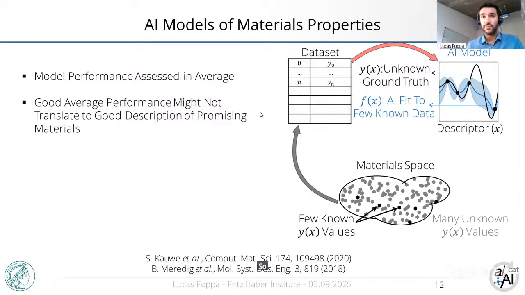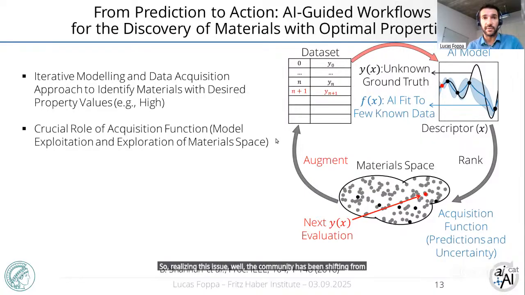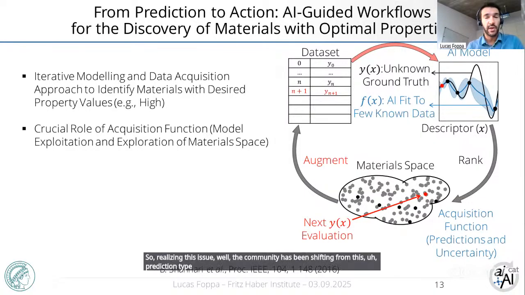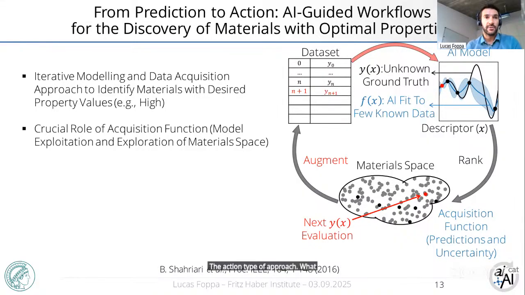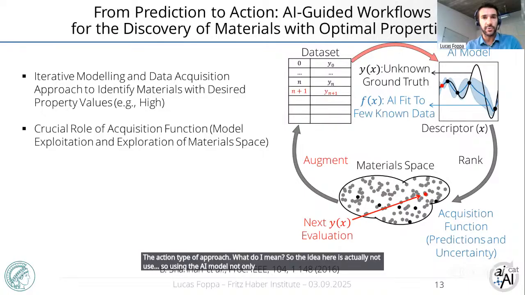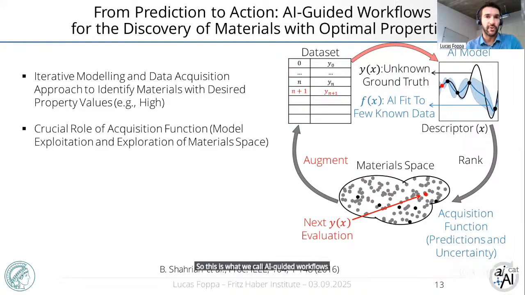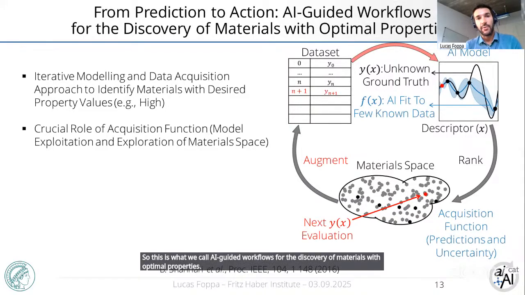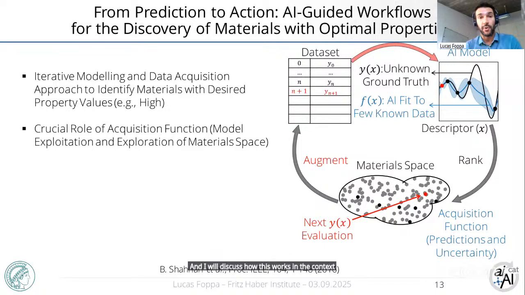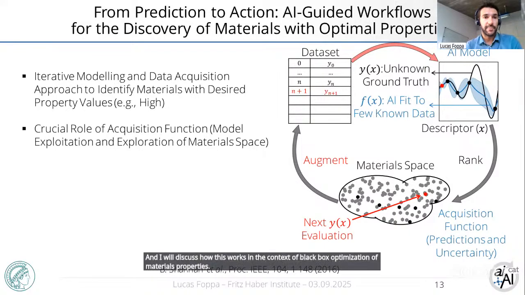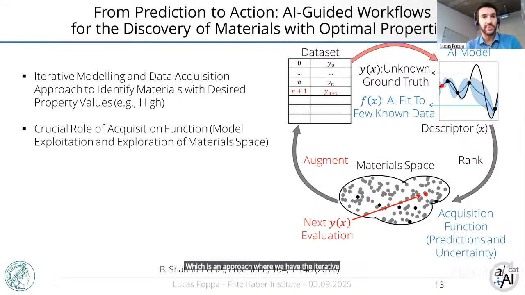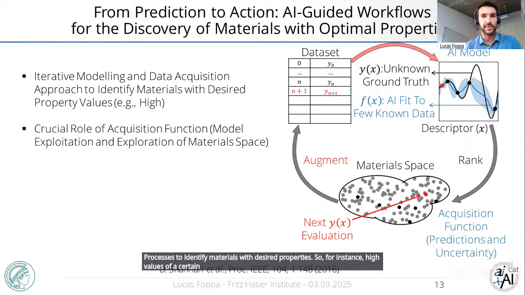Realizing this issue, the community has been shifting from this prediction type of approach to the action type of approach. What do I mean? The idea here is to use the AI model not only to get a prediction, but also to inform our actions. This is what we call AI-guided workflows for the discovery of materials with optimal properties. I will discuss how this works in the context of black box optimization of materials properties, an approach with iterative modeling and data acquisition processes to identify materials with desired properties, for instance, high values of a certain property or a value in a certain range.